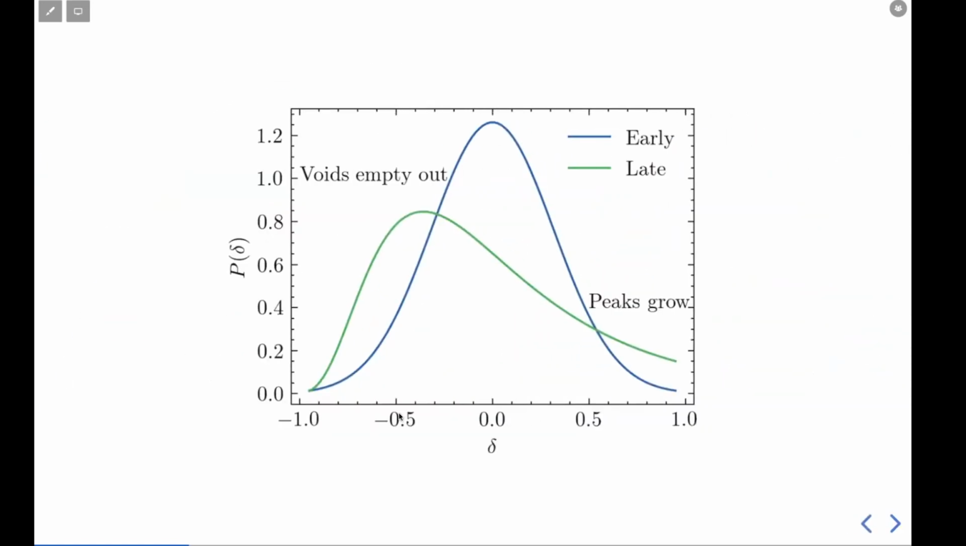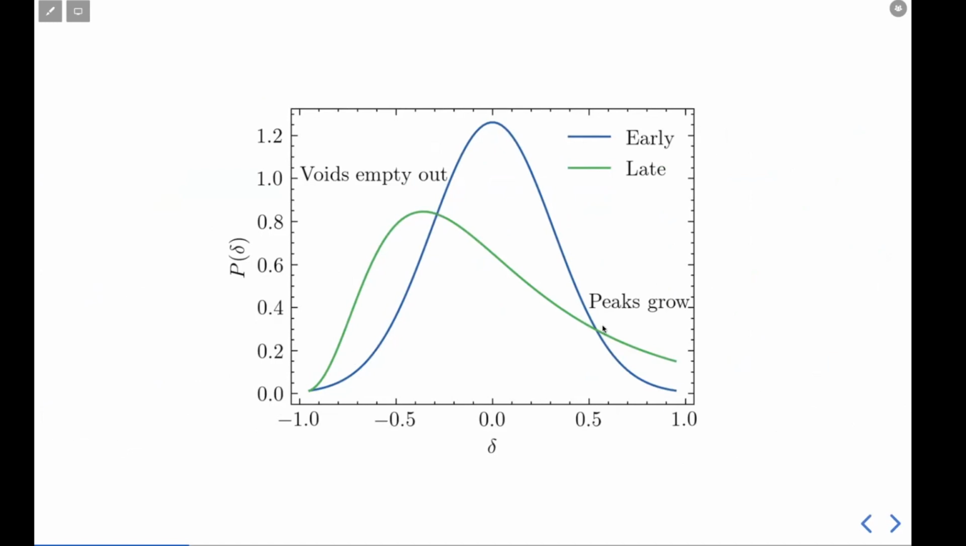Now, what happens as gravity kicks in? What happens is that this Gaussian distribution has to get skewed because voids can't be emptier than empty, right? So this distribution is bounded by -1. And what's going to happen is that voids are going to be growing in size and peaks as well. So you get this skewed distribution.